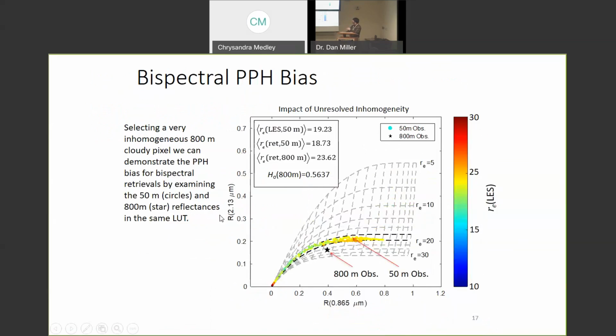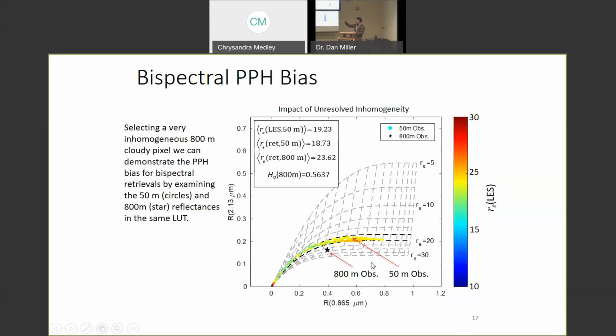And here's just a picture overview where I show one of those retrievals, the lookup tables, and then I plot all of the subpixel reflectances inside of the lookup table. That's all these dots here. The color of the dots is the actual droplet size, so you can see they're all kind of the same color. All these share the same droplet size. But the mean reflectance, this 800 meter observation, is what the satellite would see, and you can tell right away it's on a different RE line.